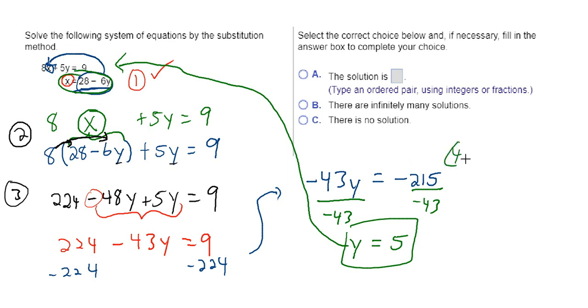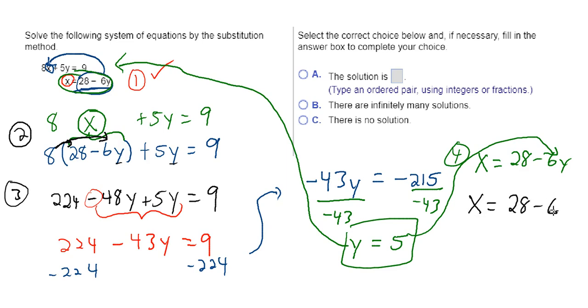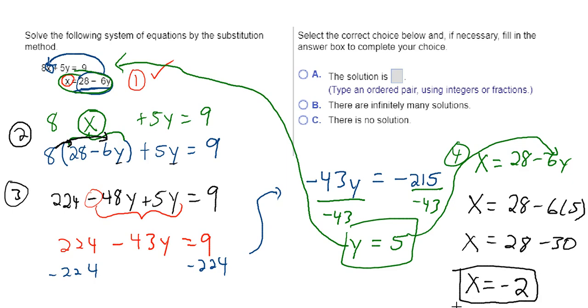So this will be step 4. We'll take this equation here, x equals 28 minus 6y, and we're going to plug in y equals 5 here. So we'll end up with x equals 28 minus 6 times 5, which will be 28 minus 30, which will be negative 2. Oops, sorry, that kind of came out funny, didn't it? Let's try that again. Okay. So we get x is equal to negative 2.